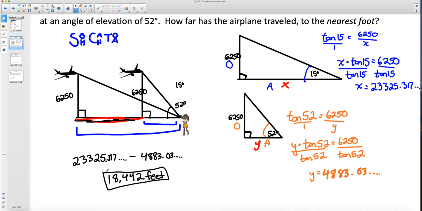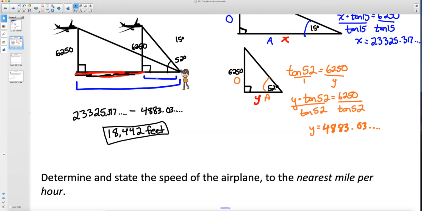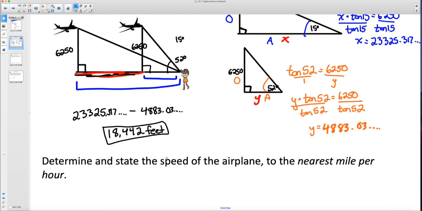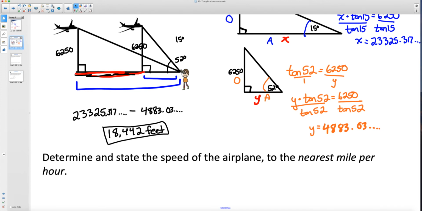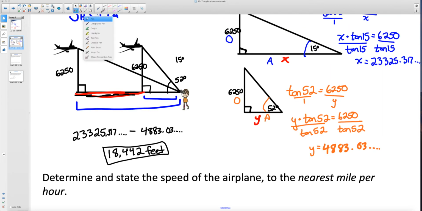So that's part one. There's an additional question to this. Determine and state the speed of the airplane to the nearest mile per hour. To the nearest mile per hour. So we're not in the correct units right now. We want to be in the nearest mile per hour.